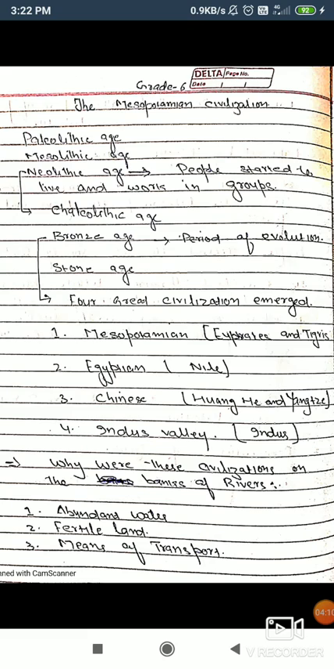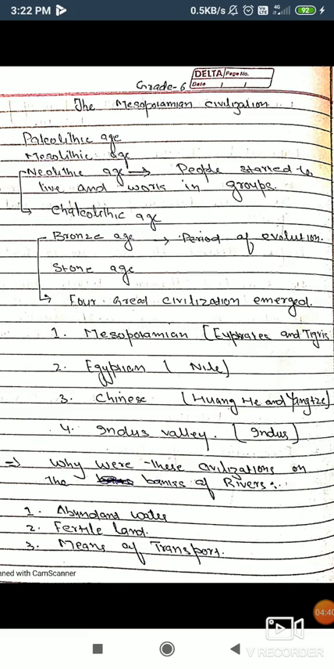Number 3 is the Chinese civilization. It emerged on the river banks of Honghe and Yangtze. Similarly, the last one, which is our own, is called the Indus Valley civilization. It emerged on the river banks of the Indus. So, we will study about all these 4 civilizations. The first one, Mesopotamian civilization, is our main topic. We will study in detail about it.